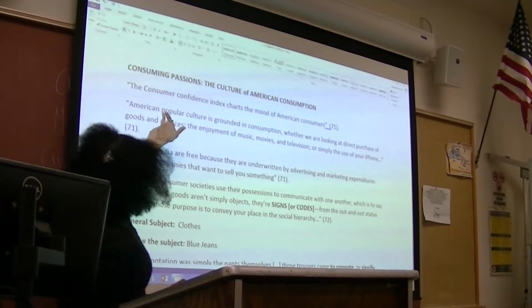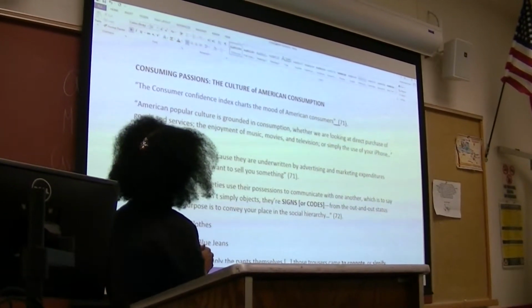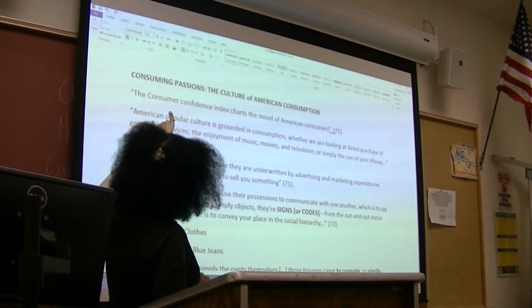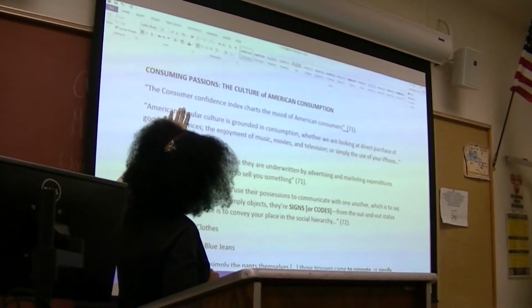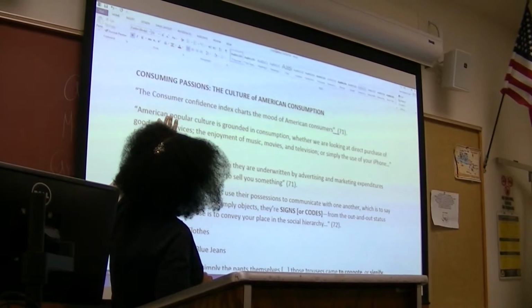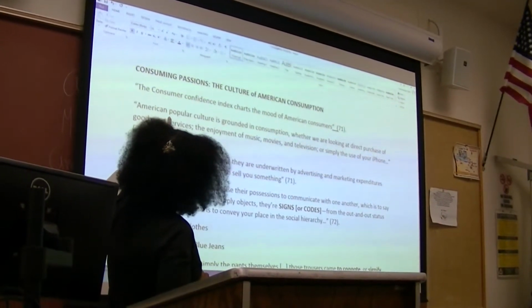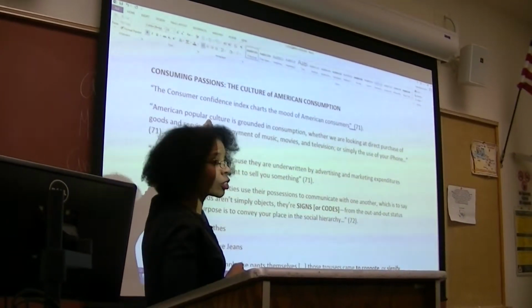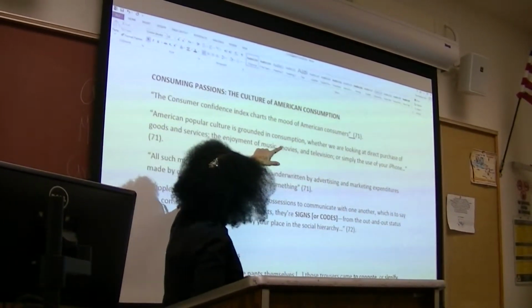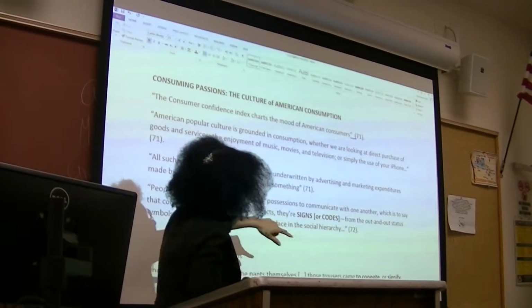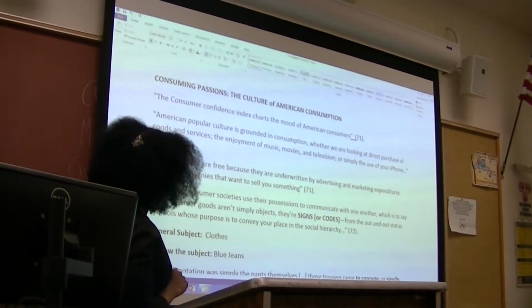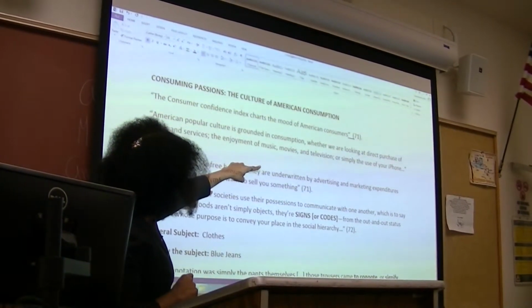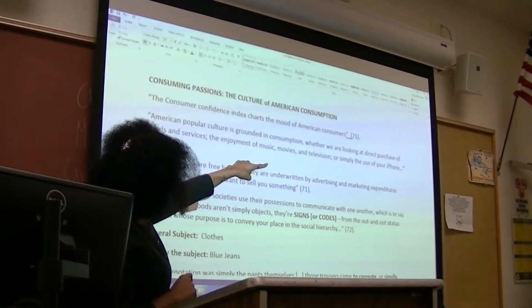So, American popular culture is grounded in consumption, right? If the mood of Americans affects the stock market, the consumption is grounded in popular culture. So whether we're looking at direct purchase of goods and services, the enjoyment of music, movies, and television, or simply the use of your iPhone.